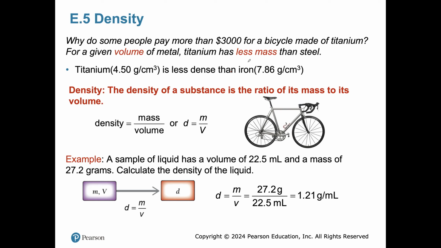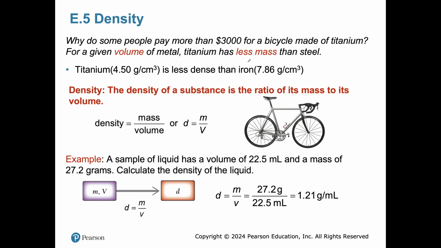So this is because for a given volume of the metal, titanium has less mass than steel, and titanium has much lower density. So the titanium density is 4.50 grams per cubic centimeter, while iron has a density of 7.86 grams per cubic centimeter. Okay, so the density of a substance is the ratio of its mass to volume. So if you know the mass and the volume, we can calculate density.